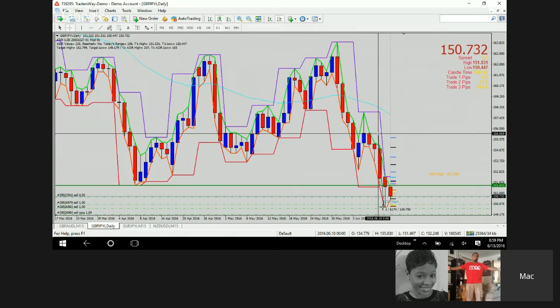Now, this level 2 drop ended up dropping about 600-something pips. It retraced back up a little bit. Right now it's at 540 pips. Level 2 drop right here.